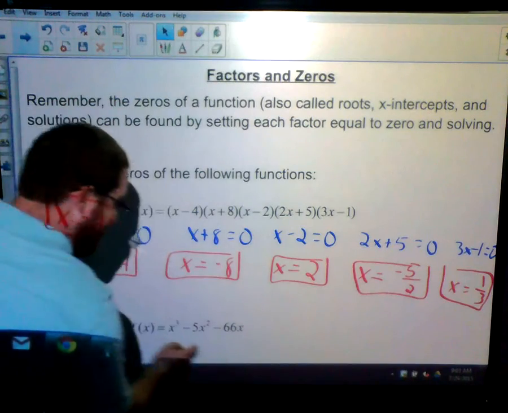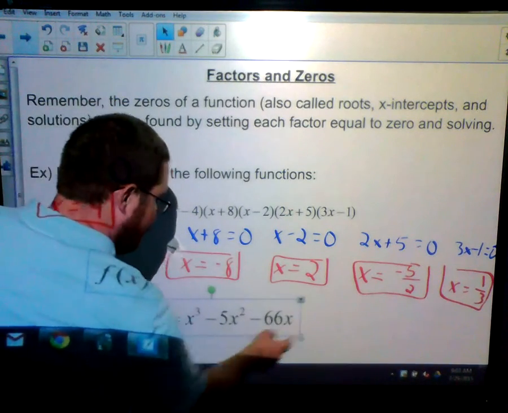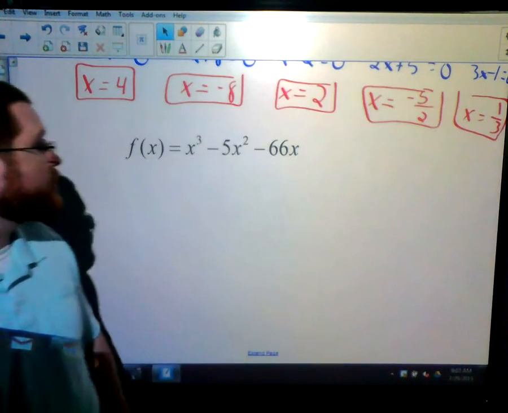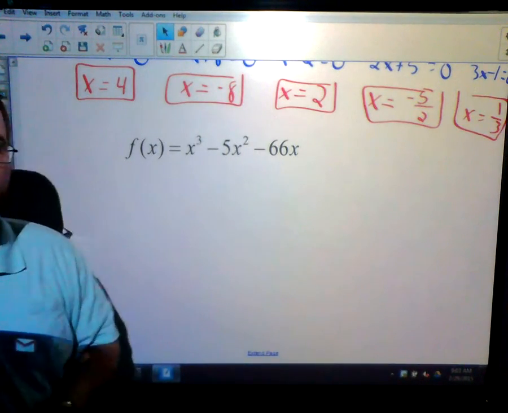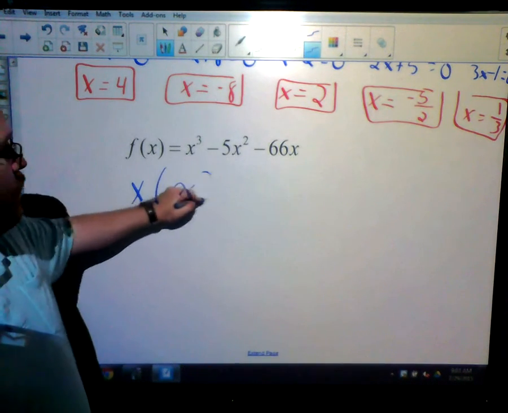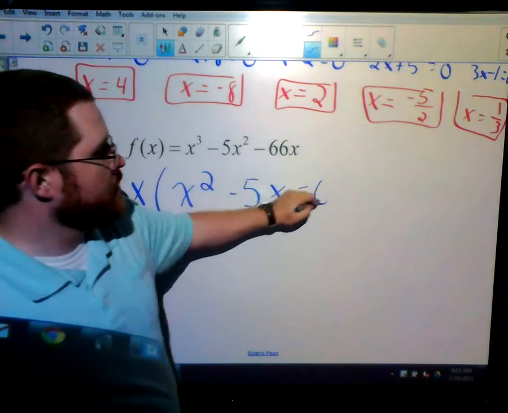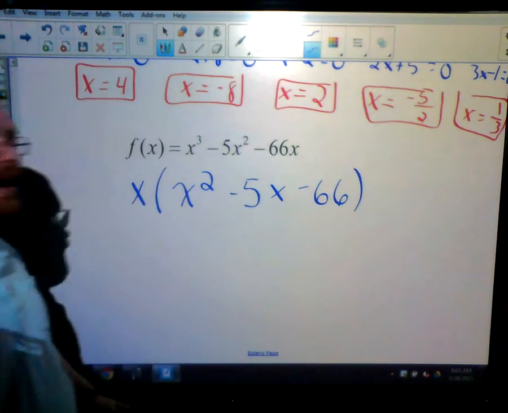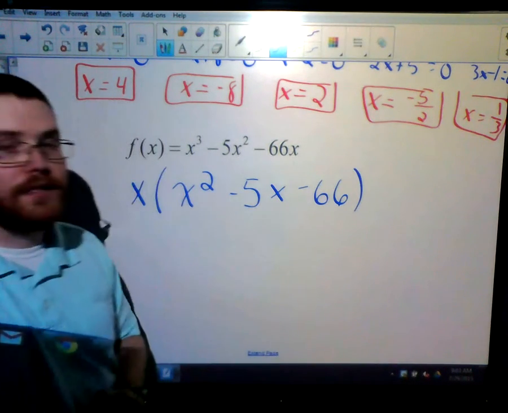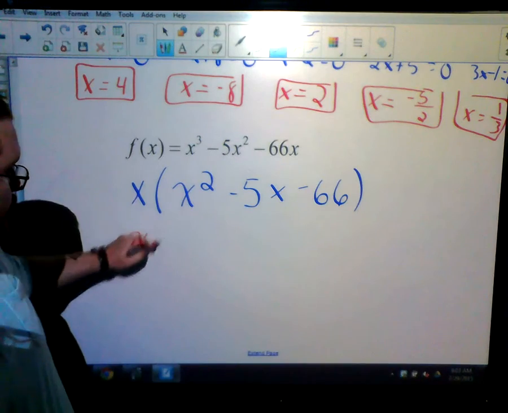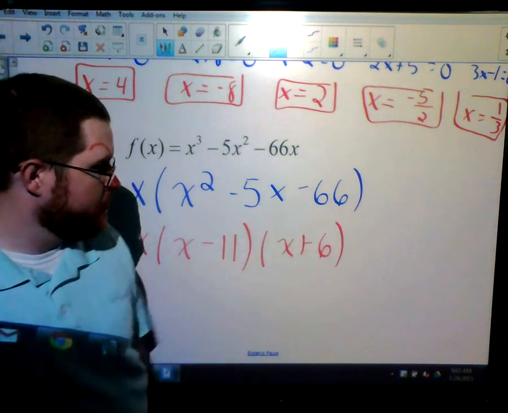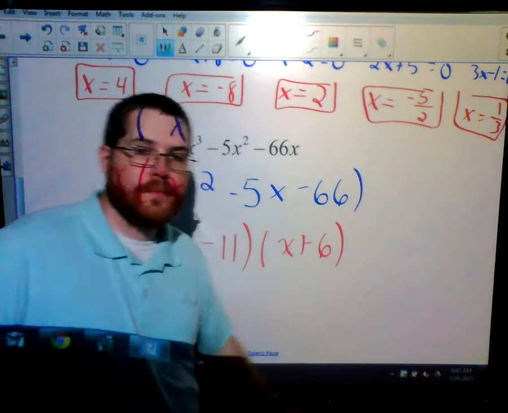But what about a problem like this? This is not in factored form. It's in standard form. Luckily, this is an easy one, so let's factor it. What's the very first type of factoring I taught you? GCF. The GCF is x. X squared minus 5x minus 66. Now I have simple factoring. I need two numbers that multiply to negative 66 and add to negative 5. That's negative 11 and positive 6. Now it's in factored form.